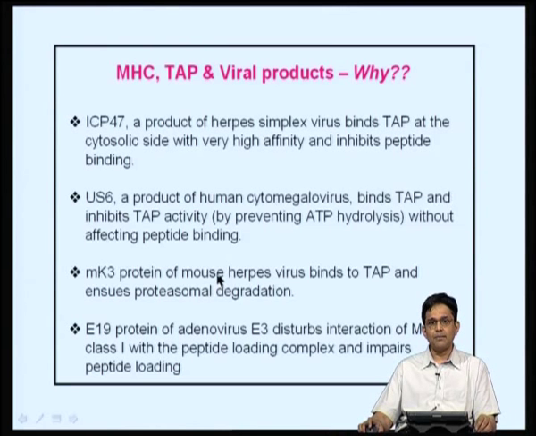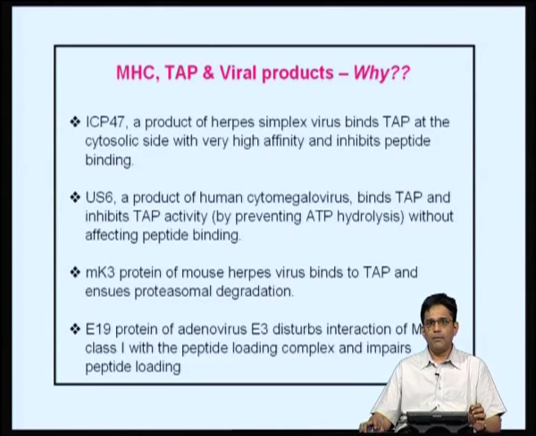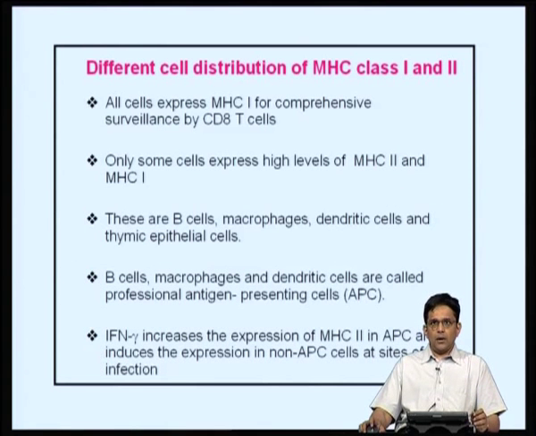So, you have some more examples. MK3 protein of the mouse herpes virus binds to TAP and targets it for degradation. The E3-19K protein of adenovirus E3 disturbs interaction of MHC class 1 with the peptide loading complex, the PLC, as I said, and impairs peptide loading. So, you have different mechanisms by which these virally encoded proteins affect MHC class 1 peptide interactions and loading, and as a result of which the surface expression of MHC class 1 will be affected. Okay.